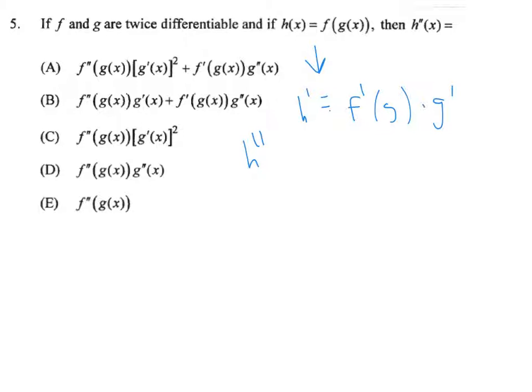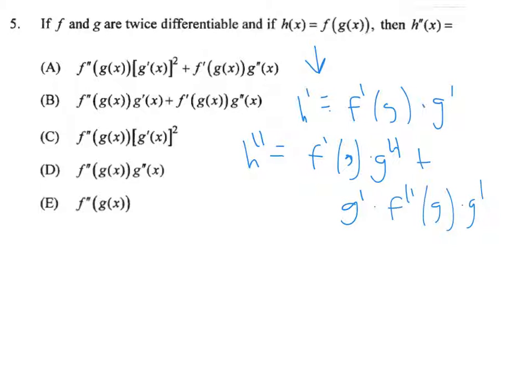So h double prime is going to be, well, it's going to be f prime of g times g double prime, plus, and then it'll be g prime times the derivative of this guy here, which is going to be f double prime of g, and then times the derivative of that inside, which is g prime. And if we simplify it a bit, what you'll see here is this combines to these: g prime times g prime is going to be g prime squared times f double prime.